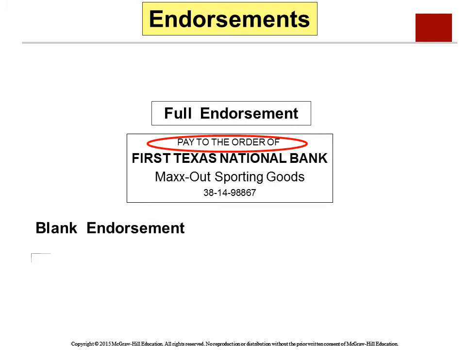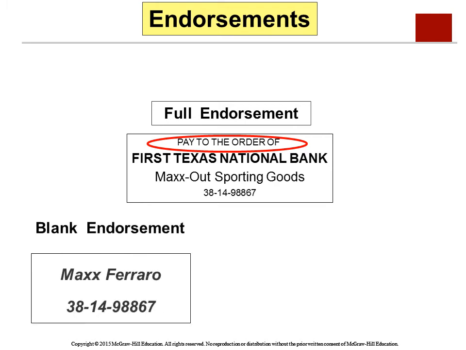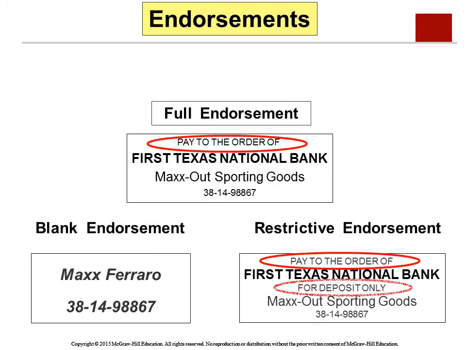So there are different types of endorsements. There's a full endorsement, a blank endorsement, and a restrictive endorsement. So a full endorsement is you're paying to the order of Max Out Sporting Goods, right? So, I'm sorry, from Max Out Sporting Goods. And the blank endorsement says, hey, this is from Max Ferrero. It's just to whoever needs this check. Very risky, very rarely would you ever use such a blank endorsement.